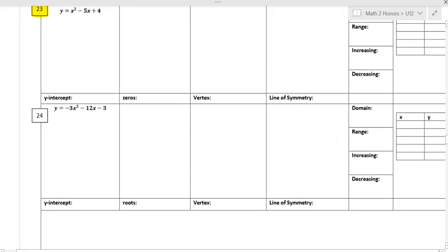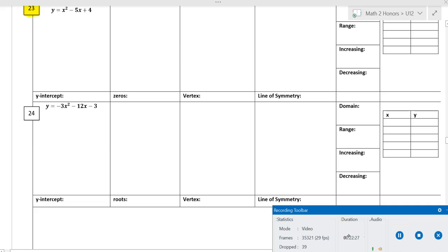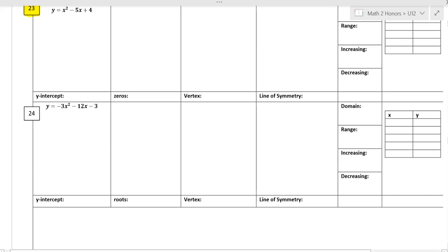Alright, last one, number 24. Okay, again, we can try to factor this thing. So if I factor out a negative 3, I'm left with an x squared plus 4x plus 1. And so if you try to factor further, you're looking for 2 terms that multiply to x squared and add to 4x. So what two numbers multiply to 1 and add to 4? 1 and 1, add to 2, negative 1, add to negative 2. It's just not going to work. Doesn't factor.